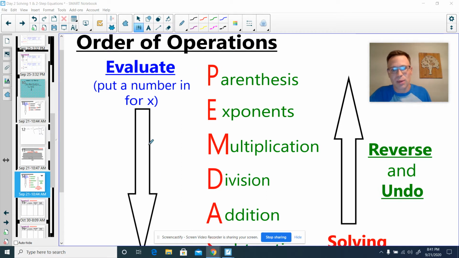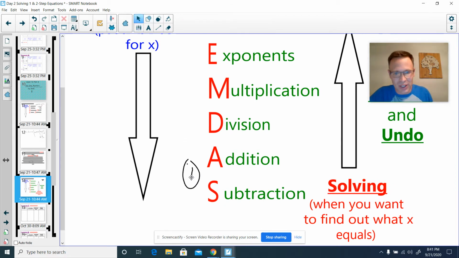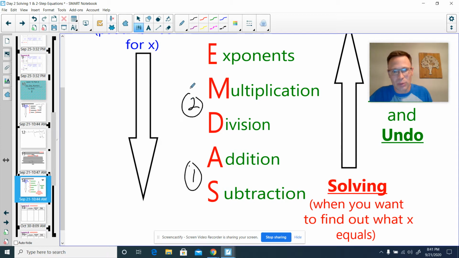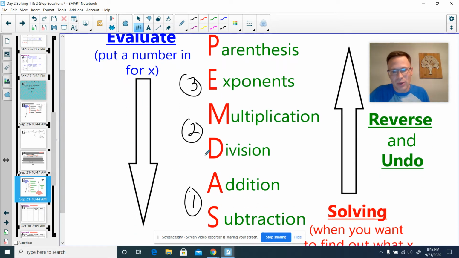So we take the order of operations and we stand it on its head. First, we undo addition and subtraction, right? Second, we undo multiplication and division, then we undo exponents, and by the time we're done with all that, parentheses are gone, okay? And when we're undoing that stuff, obviously we're doing the inverse order.